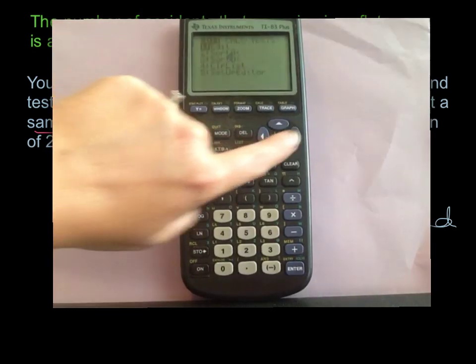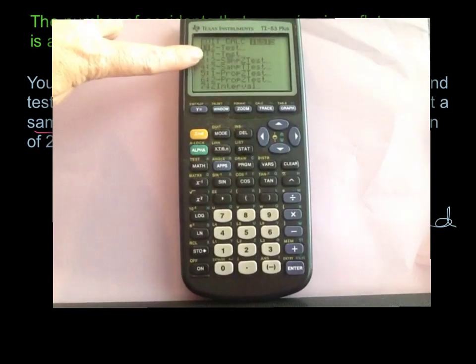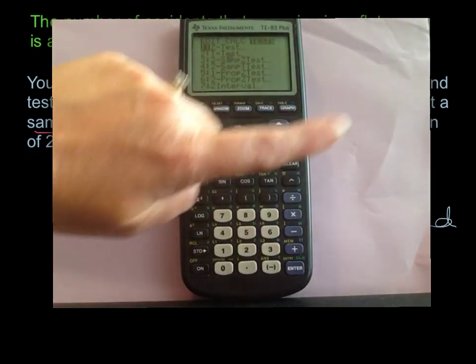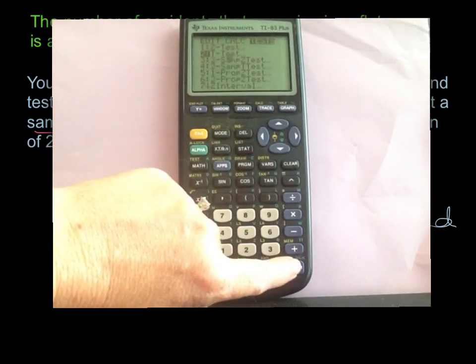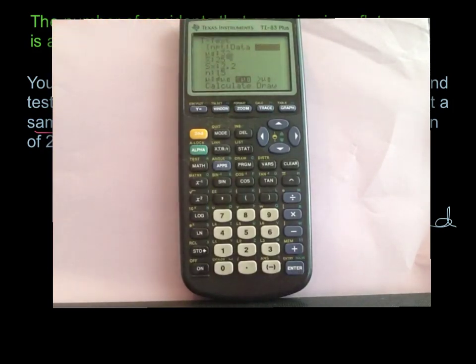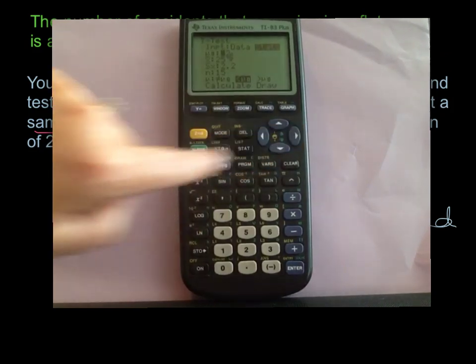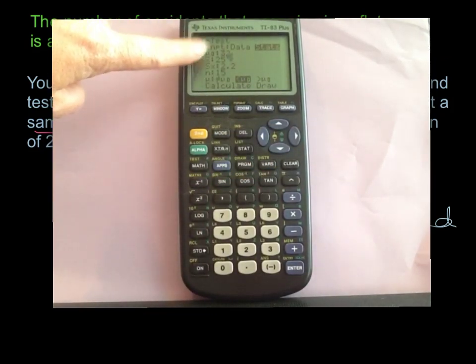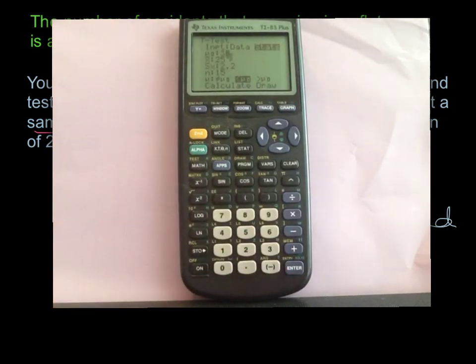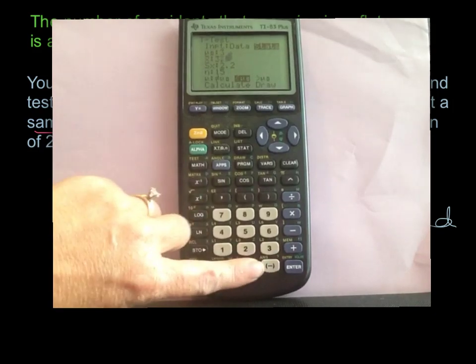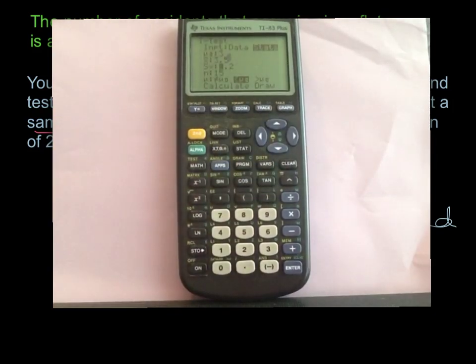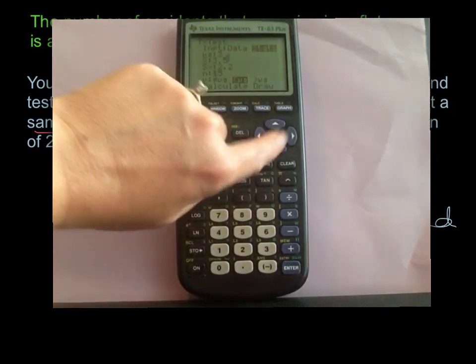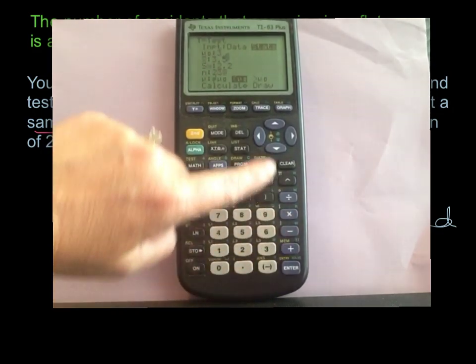So we hit our stat key, go over to tests. This time we want to do a t-test, so we have to go down to t-test and hit enter. Again, we have statistics. We already have the mean and standard deviation, so we go straight to statistics. The mean in our hypothesis statement is what it wants here. That was 3, because we had the phrase at most 3. The mean of our sample was 3.5. Standard deviation was 2.2, and we had 23 months in our sample.